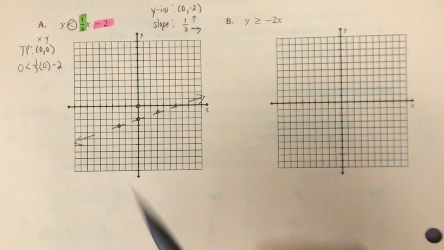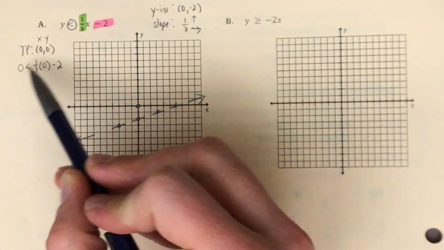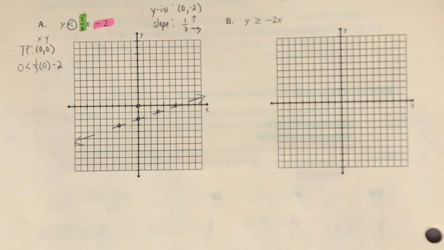So all I did was plug the x and y coordinates in for the x and y. And then after we've done that, what we're going to do is simplify that down to see if it makes the inequality true. So is 0, 0 an actual solution to this?